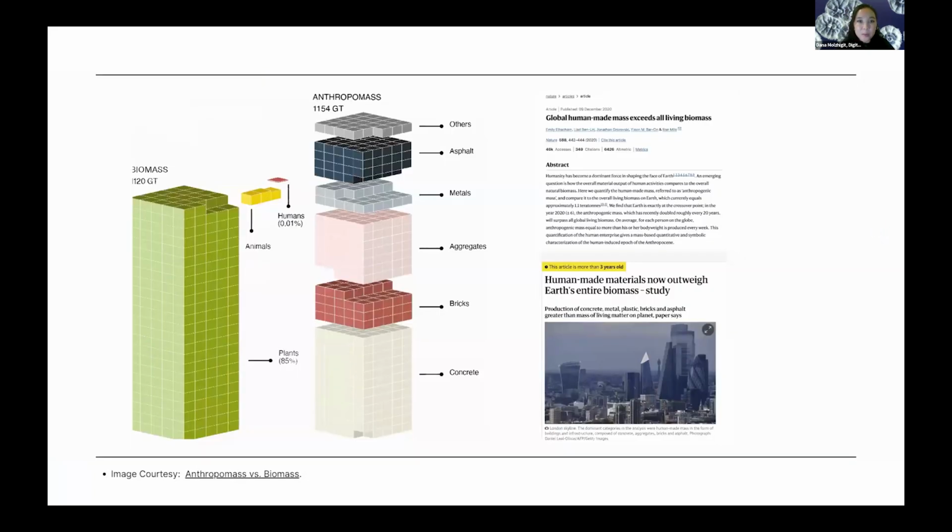Yeah, as you are probably familiar about biomass and anthropomass terms, human-made materials or synthesized or altered materials now outweigh Earth's entire biomass. And the biomass includes animals, plants, humans, bacteria, and so on. And this is a really critical moment for humanity because this will intervene and have implications in biodiversity, resource management, animals' life, and humans' life, regardless.